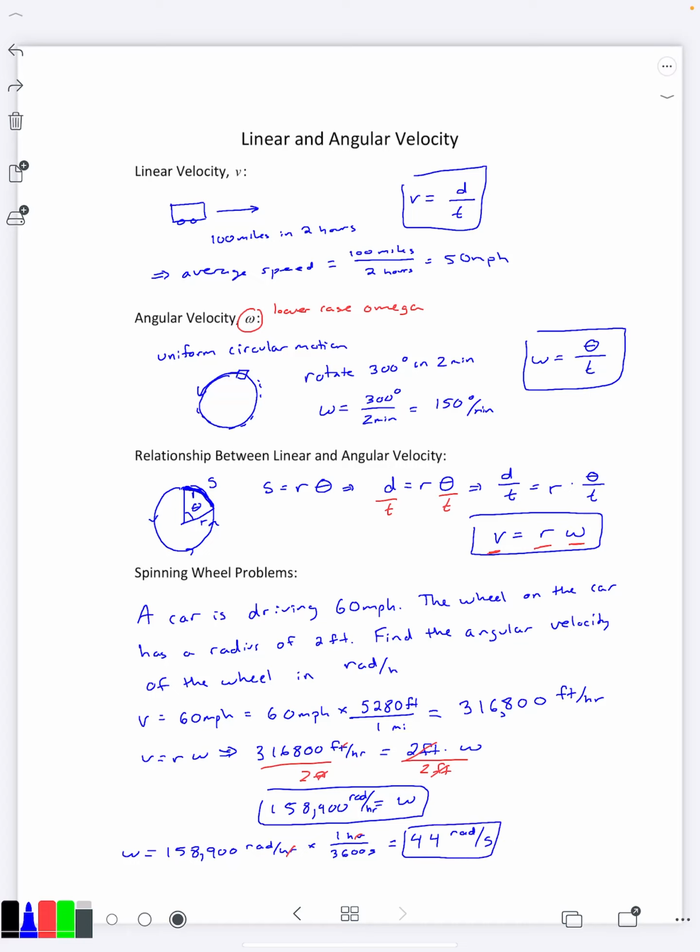Okay, so these are the formulas we have here in order to work out spinning wheel problems.